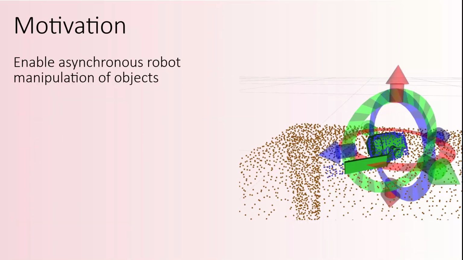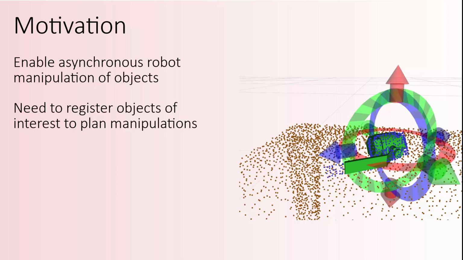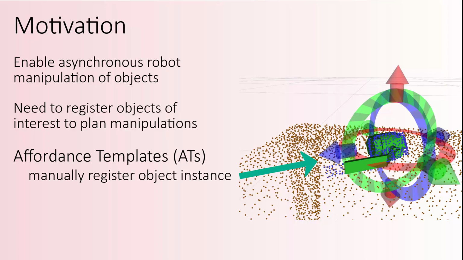To enable asynchronous operation of robots, such as in space operations or disaster recovery, robots need to be aware of objects of interest and their corresponding properties. One method for specifying and parameterizing objects is affordance templates. When using this method, operators often manually position a set of interactive markers in order to locate instances of a known object within a scene.